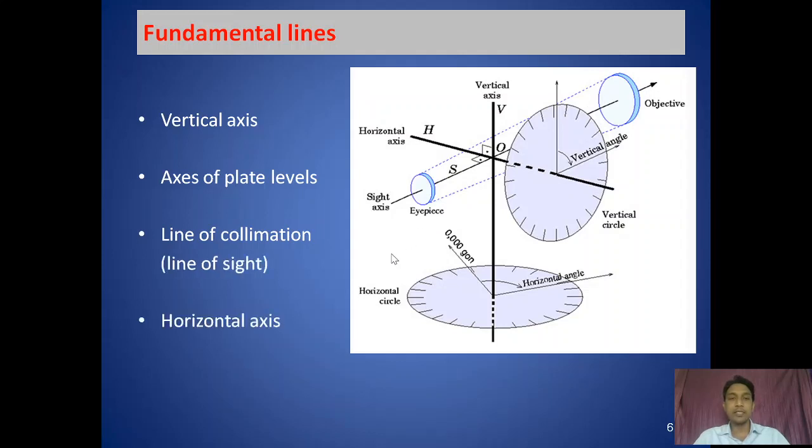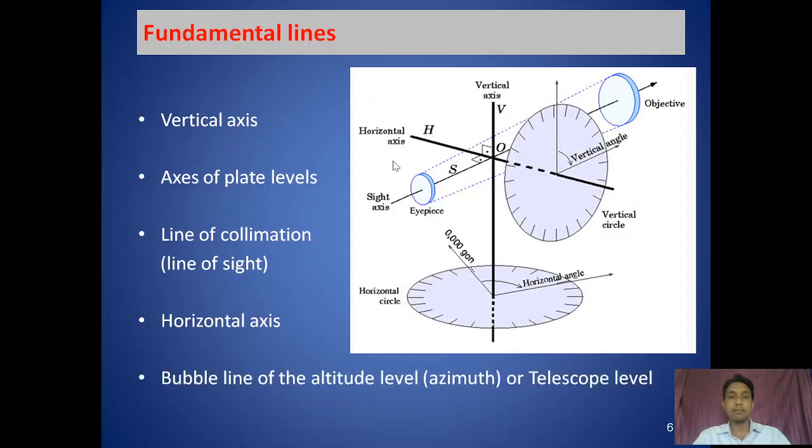Then the horizontal axis. Here you can see this is the horizontal axis, which is also known as transverse axis. Then the bubble line of the altitude level, which will be on top. The altitude level bubble is used when you are measuring the vertical angles. So the line which is tangential to the altitude bubble is known as the bubble line of the altitude level.